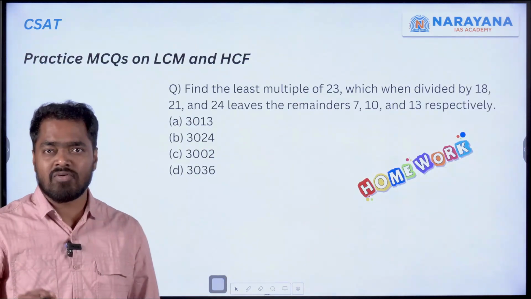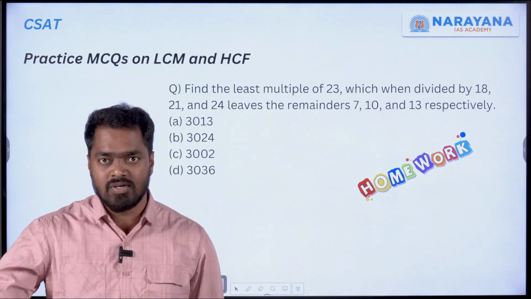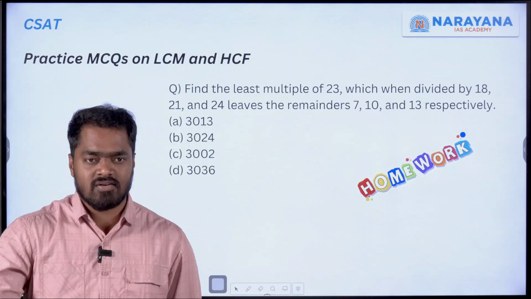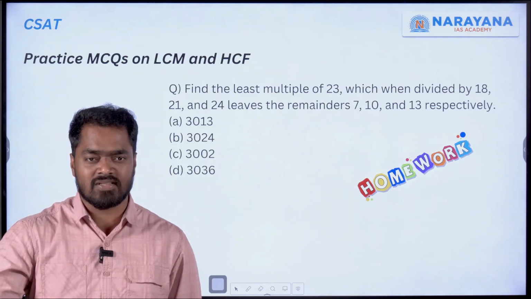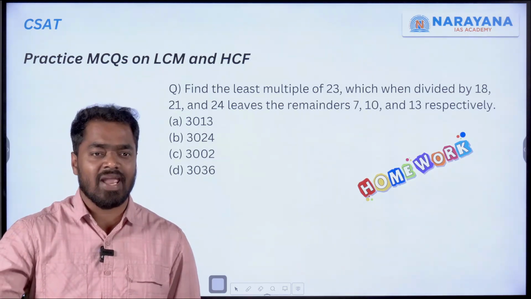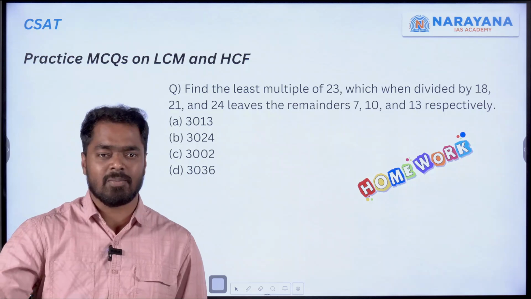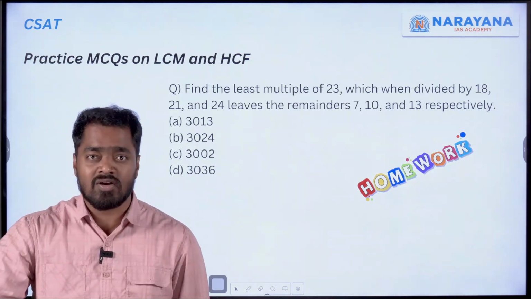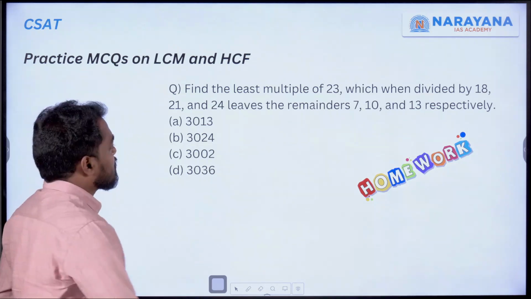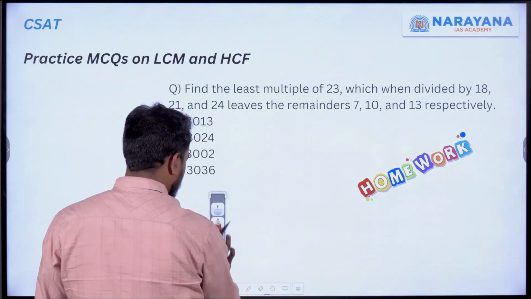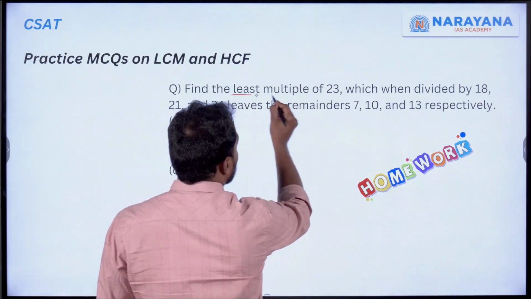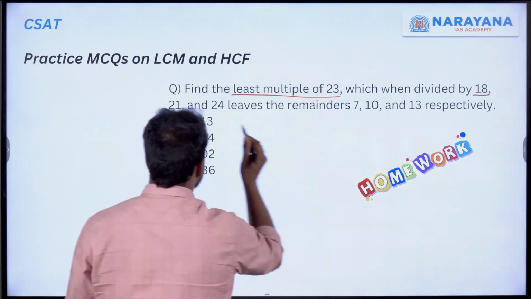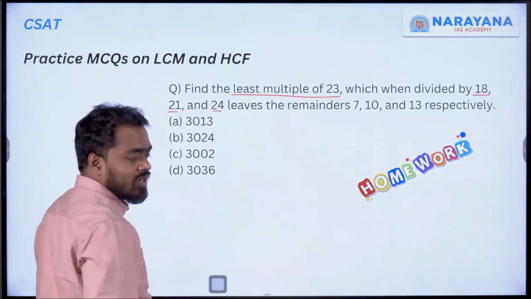See, this is the homework question. Yesterday I gave it to you. So how many of you have solved it? The question reads, find the least multiple of 23 which when divided by 18, 21, 24 leaves remainder 7, 10, 13 respectively. Yesterday we solved a similar question. So in this the question is: least multiple of 23, and they have given three divisors, that is 18, 21 and 24.